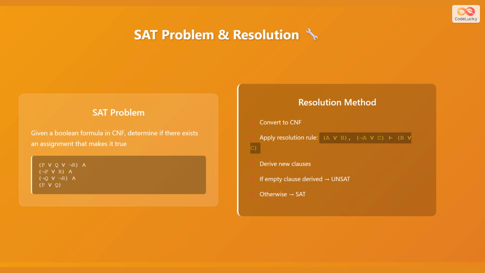To solve the SAT problem, we can use the resolution method. First, convert the formula to conjunctive normal form. Second, apply the resolution rule, where (A or B) and (not A or C) gives us (B or C). Third, derive new clauses. Fourth, if an empty clause is derived, the formula is unsat. Fifth, otherwise, the formula is SAT.